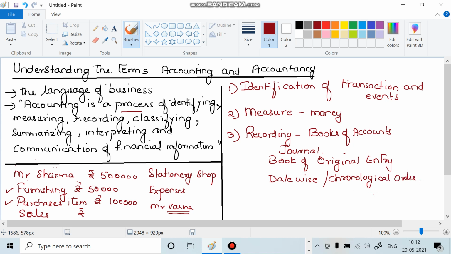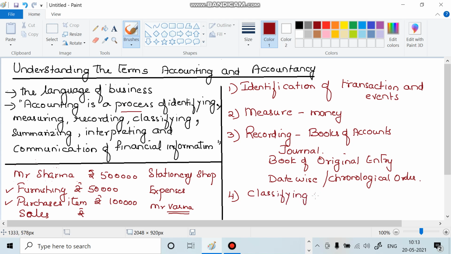But if you see, you are recording all these transactions date-wise. If you want to know how much has been purchased during an entire month or during a 12-month period, the transactions are going to be spread over different pages of the journal. If you want to know how much was paid to the employee in the form of salary, it would also be spread over 12 different pages, because there are 12 months in a year. So the information would not be readily available. So for this purpose, the next step in accounting is classifying.